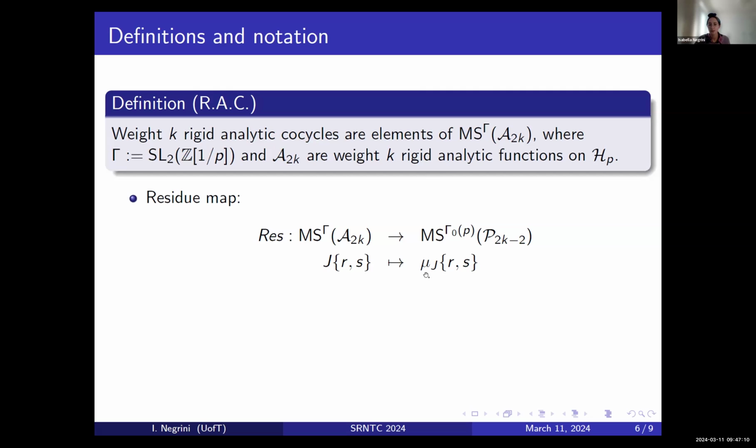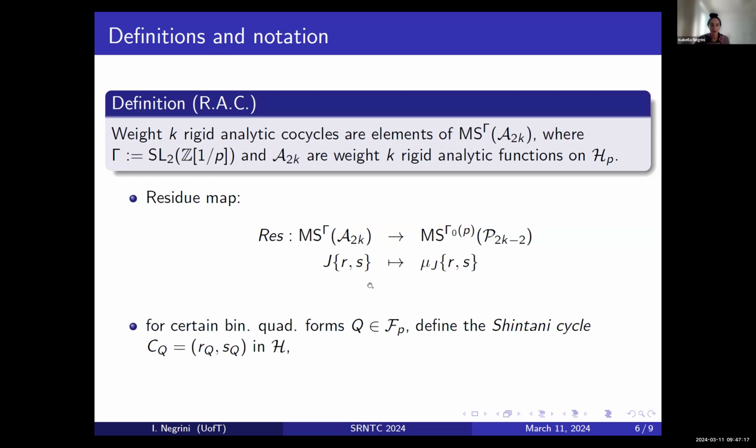And then so you end up with a modular symbol with values in polynomials. So now what I want to do is to plug into this residue a certain special R and S pair. This special pair will be the endpoints of the Shintani cycle attached to a binary quadratic form. So basically, there's a certain set of binary quadratic forms that was already considered by Shintani, and we're not going to define it here.